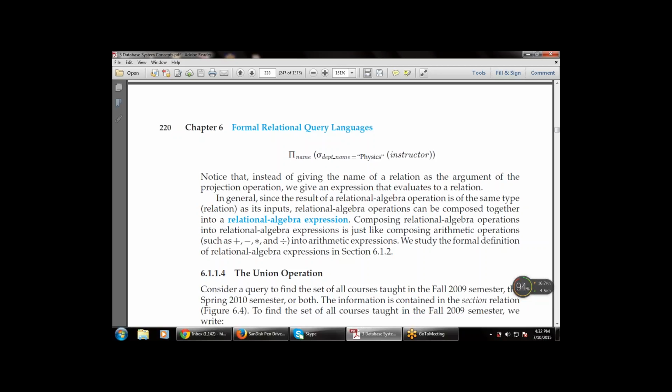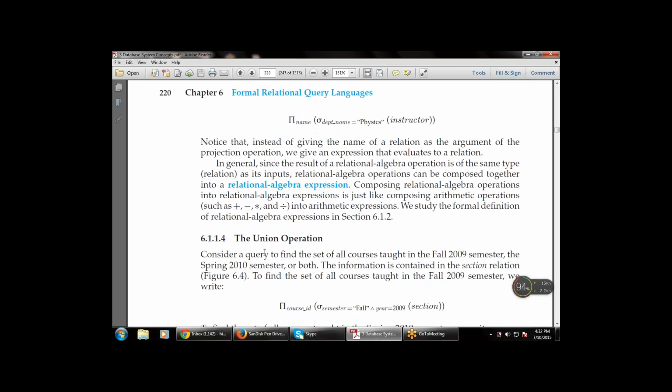Then next is the union operation, that is, how to find the union. So consider a query to find the set of all courses taught in the fall 2009 semester, the spring 2010 semester, or both.